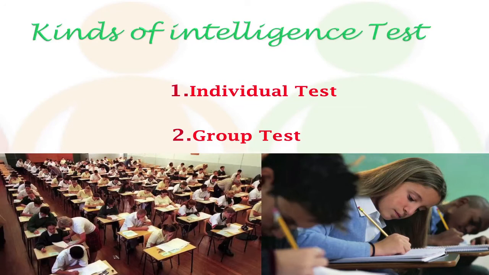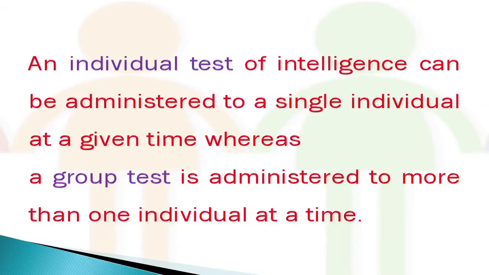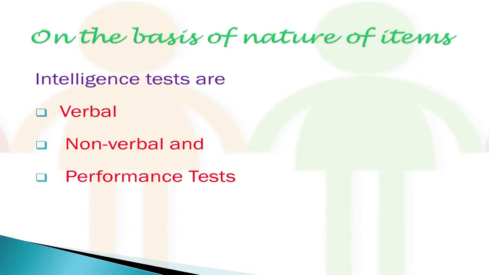Intelligence tests are of 2 kinds, individual test and group test. An individual test of intelligence can be administered to a single individual at a given time, whereas a group test is administered to more than one individual at a time. On the basis of nature of items, intelligence tests are verbal, non-verbal and performance tests.